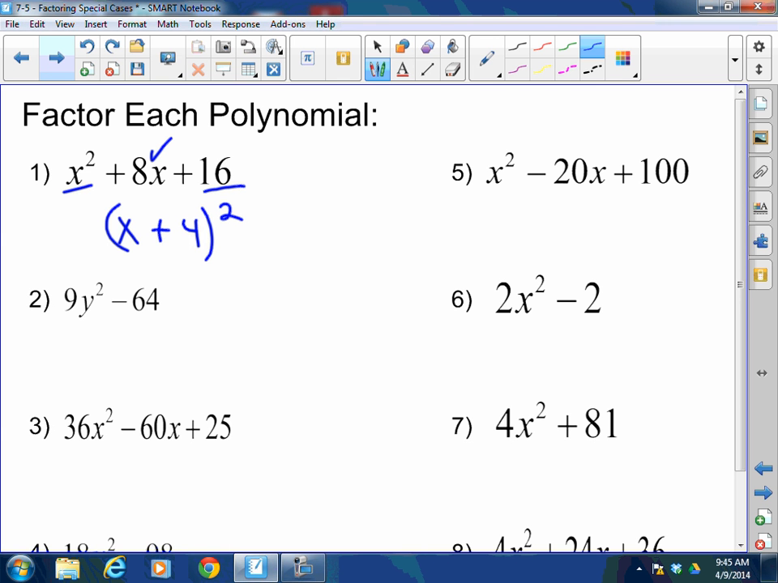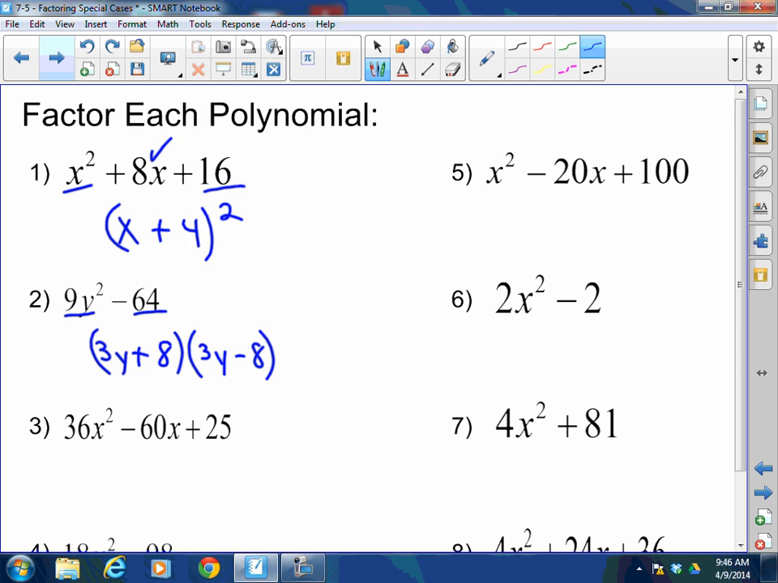Number 2. Okay, is that a perfect square? Is that a perfect square? Can I factor out a GCF? No. Okay, square root of the first plus square root of the second, times square root of the first minus square root of the second. Does that make sense? Promise?